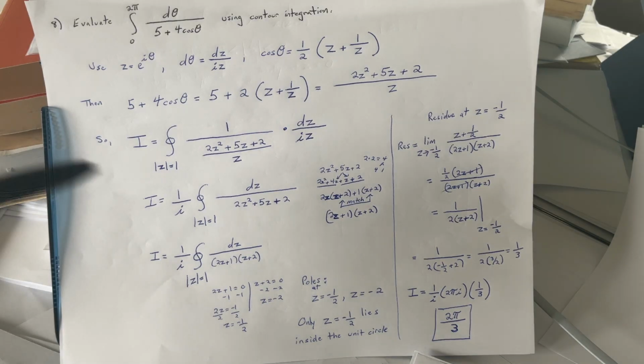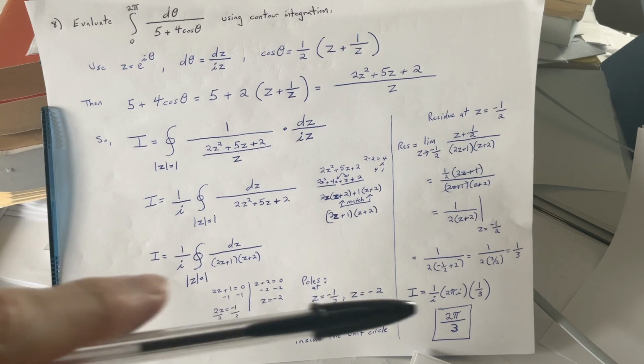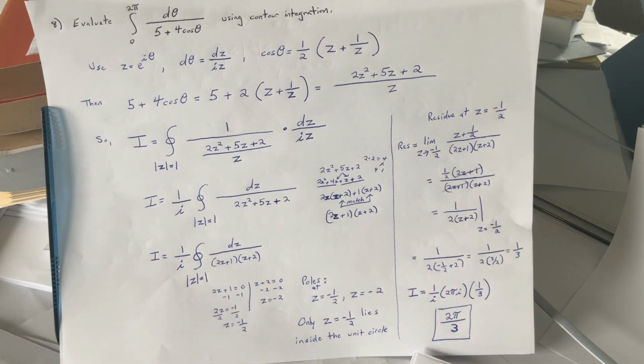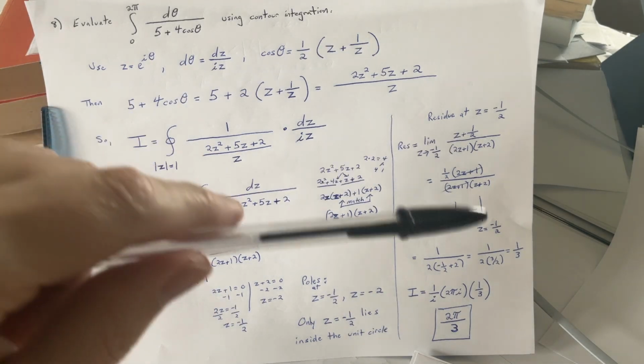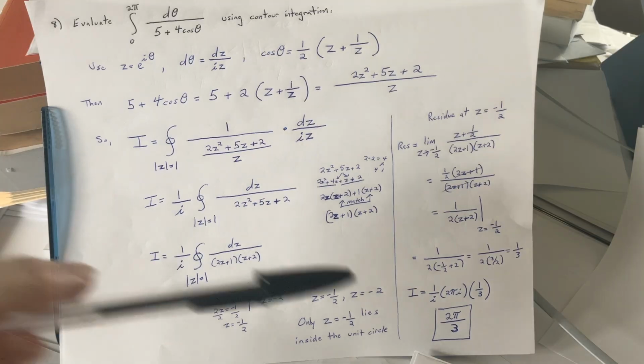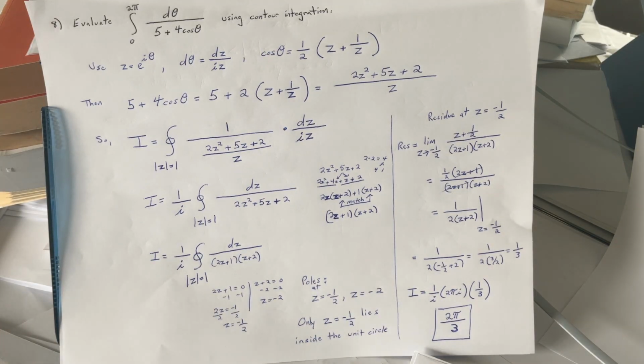And then all we have to do at the end is I equals 1 over i times 2 pi i times what we have here for that residue, 1/3. And that becomes just 2 pi over 3. So number 8 is 2 pi over 3.